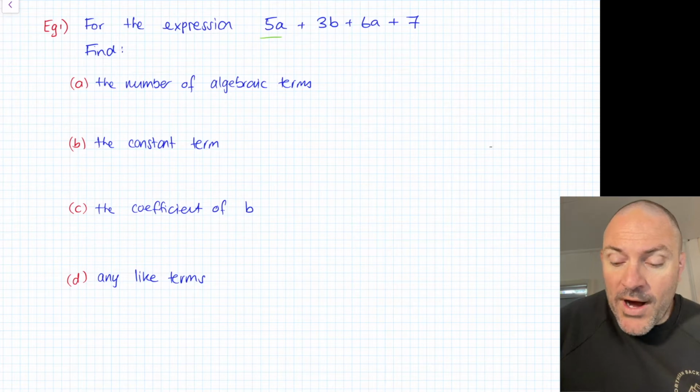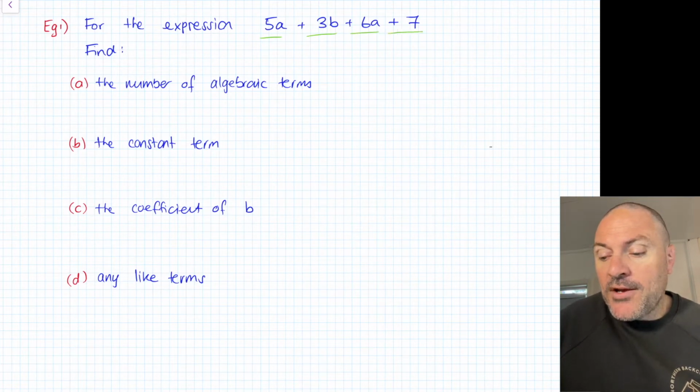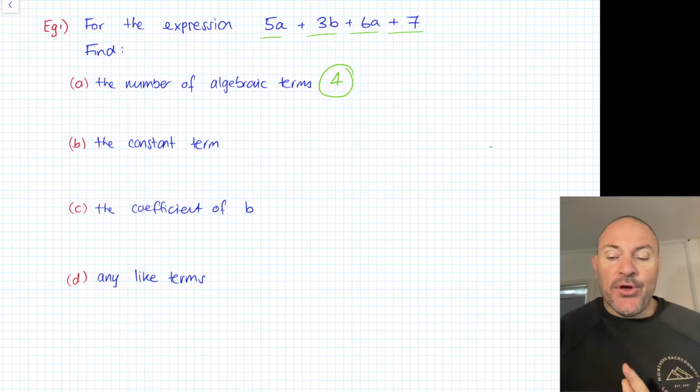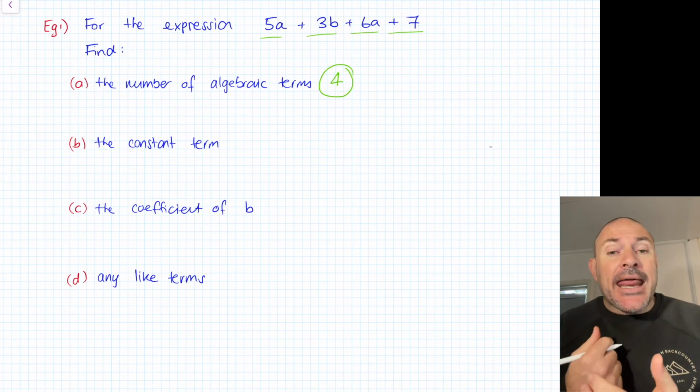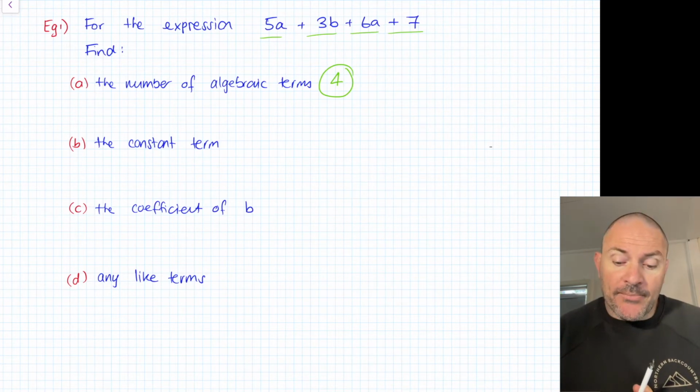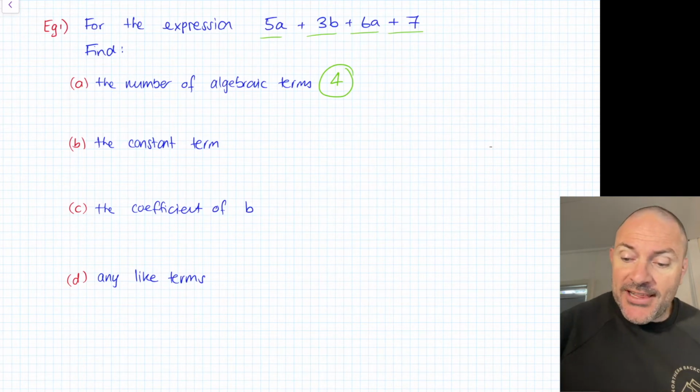Well, we have 1, we have 2, we have 3, we have 4. We have 4 algebraic terms. Yes, I know you want to say 3 because there's no letter on the 7. It is still considered an algebraic term. Okay, now, the constant term. Did you get this one right?